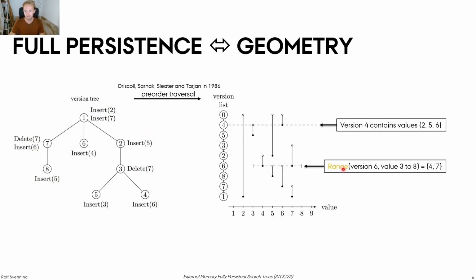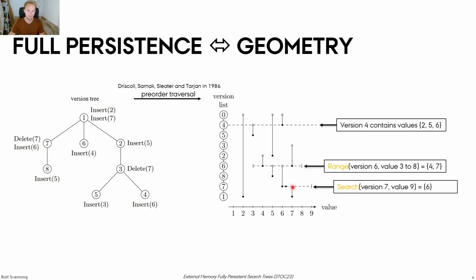So for range queries, it corresponds to a segment. So this is a range query in version 6 from value 3 to 8. So you of course look at the segment spanning exactly this region here. And now you look at all the vertical segments that it intersects, and that is what you should report in the range query.